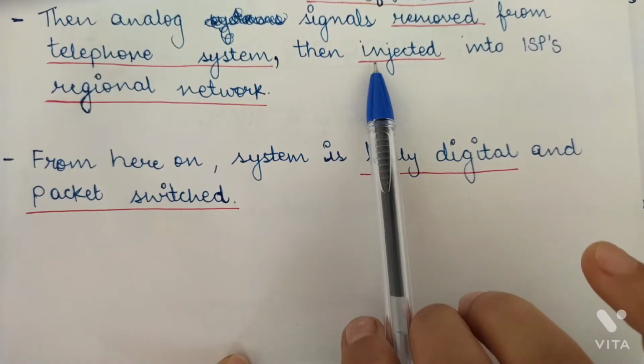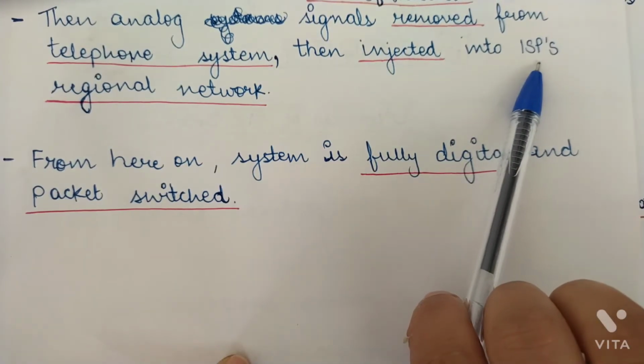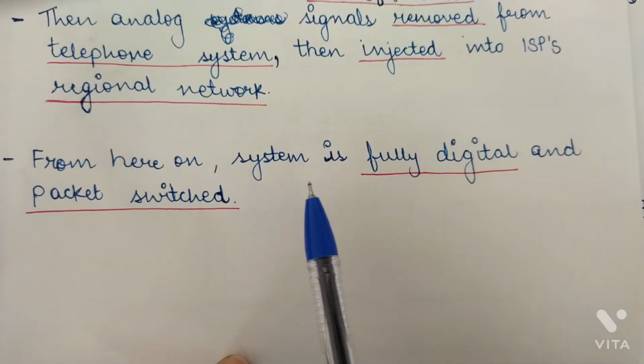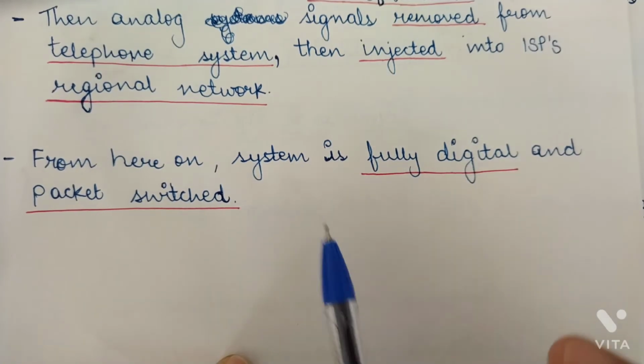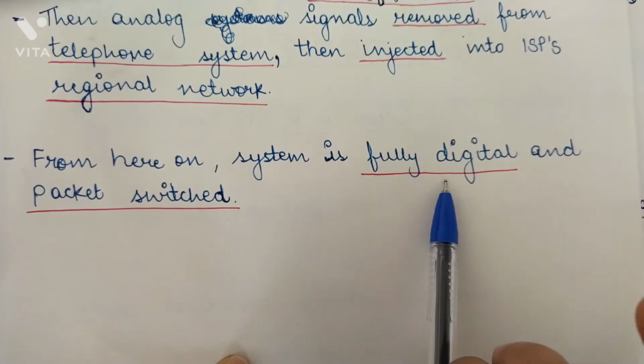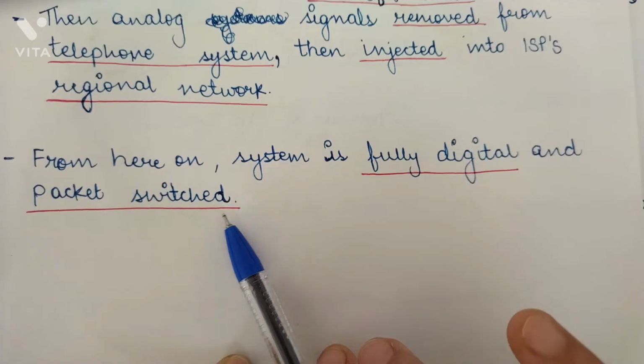Once these analog signals are injected into the internet service provider's regional network, they are again converted back into digital signals, and from here on they are fully digital and packet switched. So digital signals which are using packet switching technology.